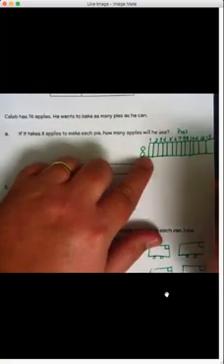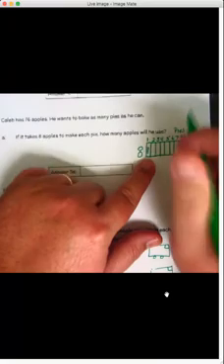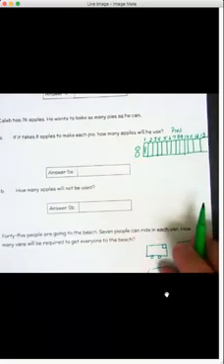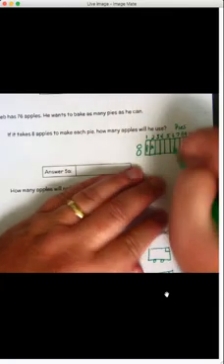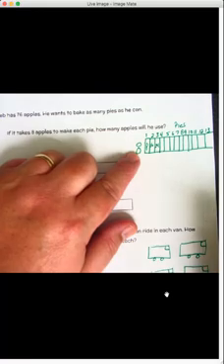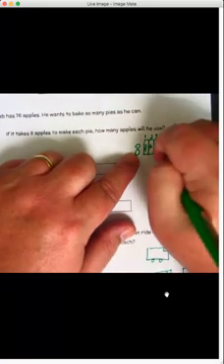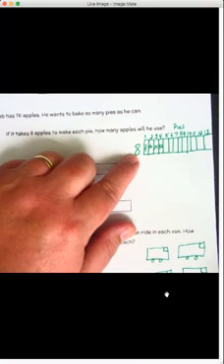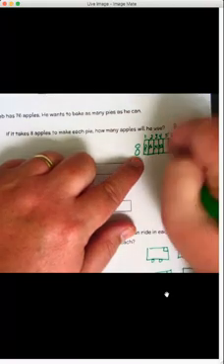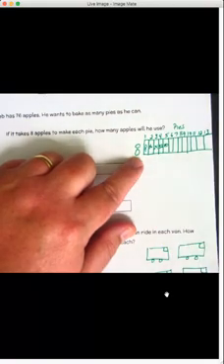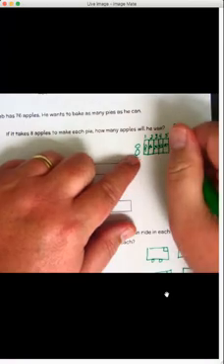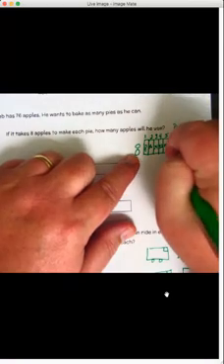So every one pie takes 8 apples. So one pie would take 8 apples. I know it's kind of small here. 2 pies would be 2 times 8 is 16. 3 pies would be 3 times 8, 24. 4 pies would be 4 times 8, 32. 5 pies would be 5 times 8, 40. 6 pies would be 6 times 8, 48.